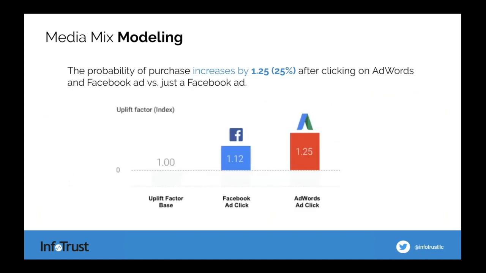And then this was a stat from Google a while back, but the probability of purchase increases by about 1.25 after clicking on an AdWords and Facebook ad versus just a Facebook ad. So obviously there's a lot of ways that we can figure this out with data, but being able to have this is obviously important before you can figure that out. So media mix modeling, allowing you to pull in these types of insights into Google Analytics and then do that analysis on top of that, is extremely important for trying to sell the value of Google Analytics 360.